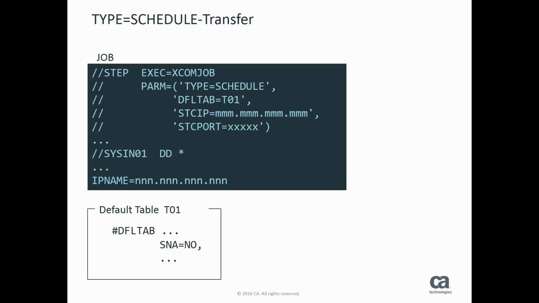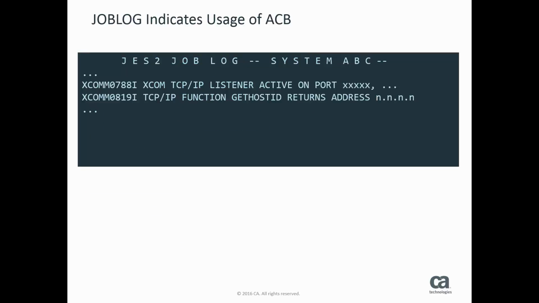If you omit the STCPORT, the port number will be taken from the value of parameter SERVEPORT in the specified default table. The IP address and the port the XCOM server is listening on are documented in the job log of the server. The port is shown in message XCOM M0788I. The IP address of the server is in message XCOM M0819I.